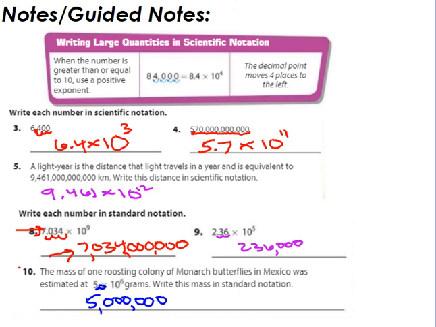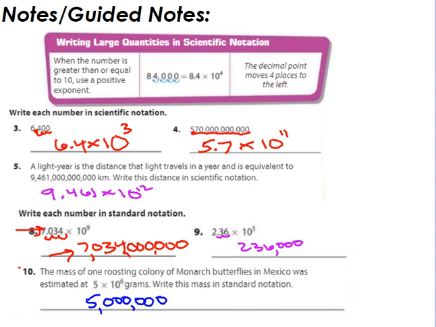This one right here, just because there's no decimal there, no decimal means it's the same thing as having like 0.0. So that was me adding a 0.0 there. So I'm still moving it over 6 times to the right. So I moved it over 1, 2, 3, 4, 5, 6 times to the right, which is 5 million.